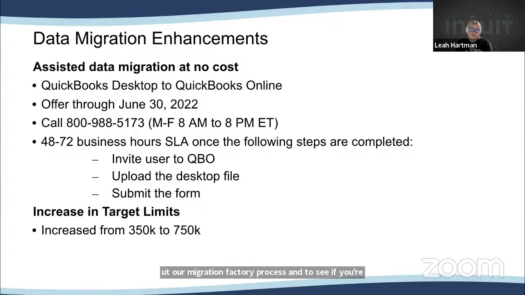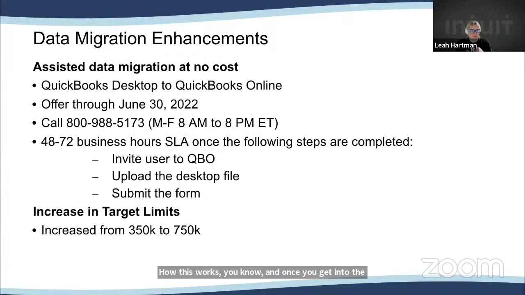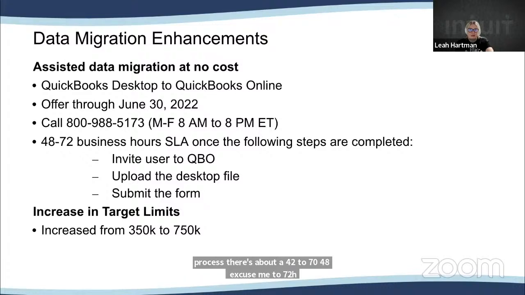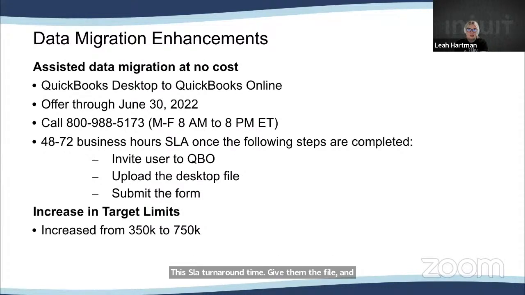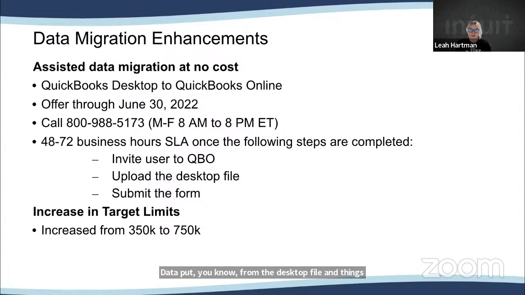And so this is just some highlights as far as how this works. Once you get into the process, there's about a 48 to 72 hour SLA turnaround time. You give them the file, and then you get QuickBooks Online data put in from the desktop file and things like that. So they'll walk you step by step through that process. The times that they are available are Monday through Friday, 8 a.m. to 8 p.m. Eastern Standard Time. So that would be the perfect time to call that number and say, hey, I'm interested in moving to QBO. What can you do for me? Or move my clients to QBO, right? What can you do for me?